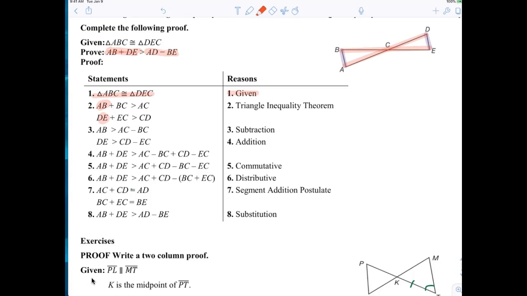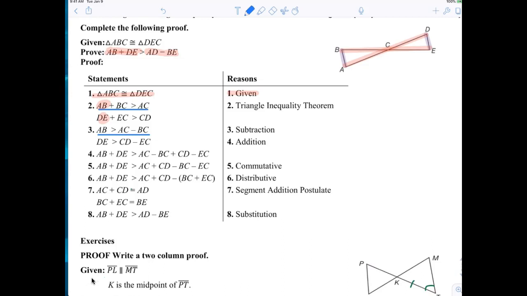It says that AB is greater than AC minus BC. Everybody see that? What did they do? I always try to tell kids, look at the previous step right up here, and this relationship here, and this relationship here. All they did was what? Does everybody see that? They just moved the BC over, right? So AB is greater than AC minus BC.